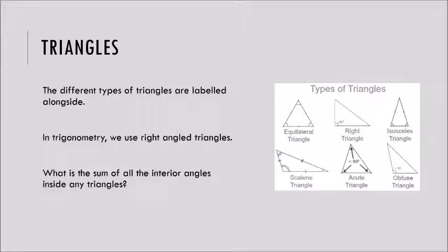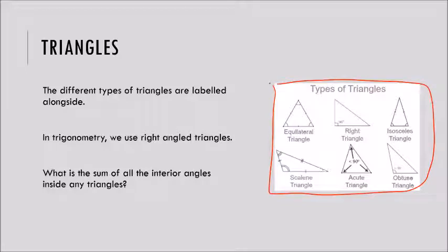So a quick recap, the different types of triangles are labelled alongside over here, and there are quite a few different types. We have equilateral triangles, right-angled, isosceles, scalene, acute-angled, and obtuse-angled. Now in trigonometry, what we're going to be using in this topic is right-angled triangles. So that's these guys here.